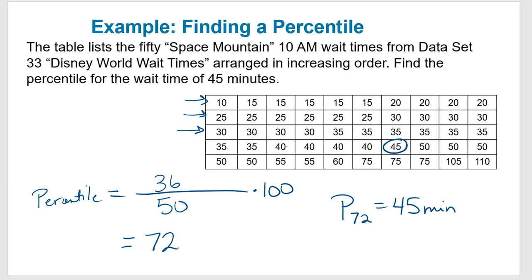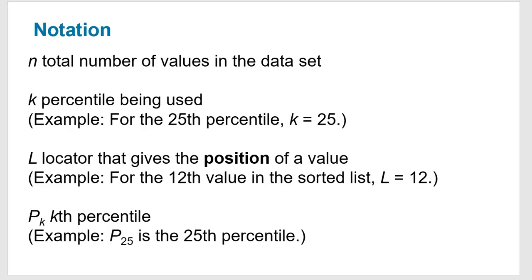There's some notation we need to talk about when it comes to percentages. N, of course, is still the number of data values in the set. That's the same. K can be used as well. So rather than using the P sub, we use the P sub K.